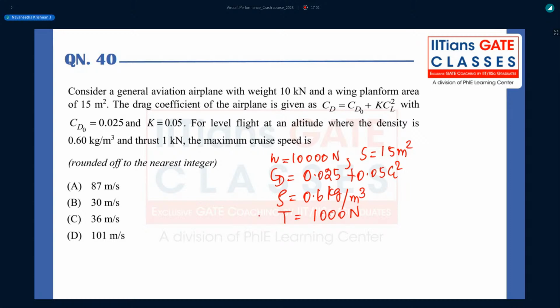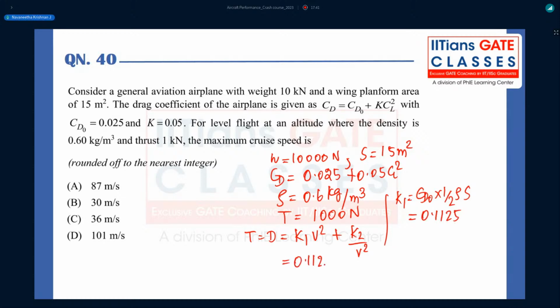In order to find maximum velocity, we know that thrust equals drag, that is equal to K1 into V square plus K2 divided by V square. We know that K1 is nothing but CD naught into half rho S. So CD naught is 0.025, density is 0.6, wing area is 15 meters square. So we get K1 to be equal to 0.1125. So it is 0.1125 V square.